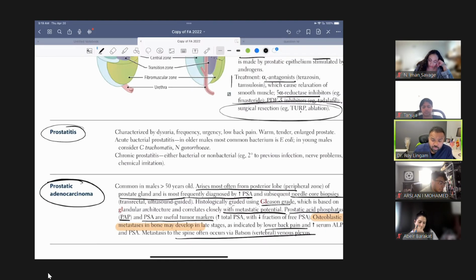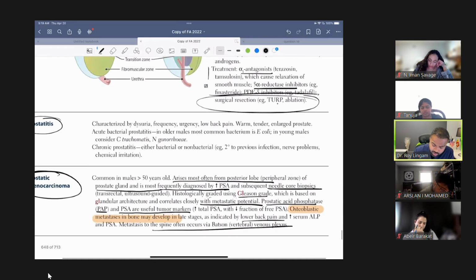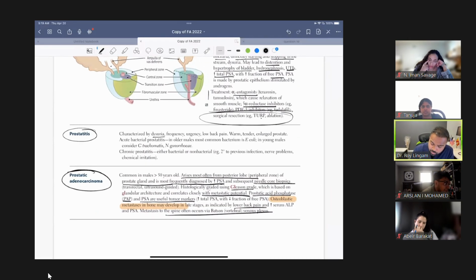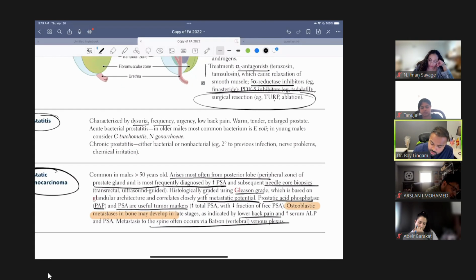That's an inflammation due to infection, characterized by dysuria, frequency, urgency, low back pain, and a warm, tender, and enlarged prostate. Now, especially when you talk about acute bacterial prostatitis, it's one of the painful infections, folks, okay? The people struggle a lot with that. It's in older males. The most common bacteria is E. coli. In young people, STI, sexually transmitted infection, okay?